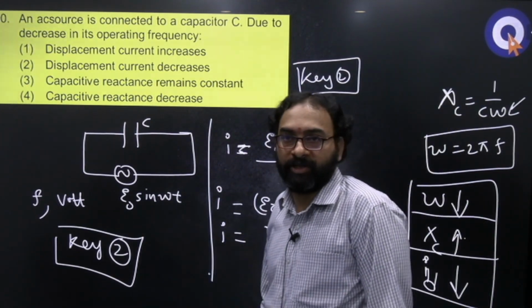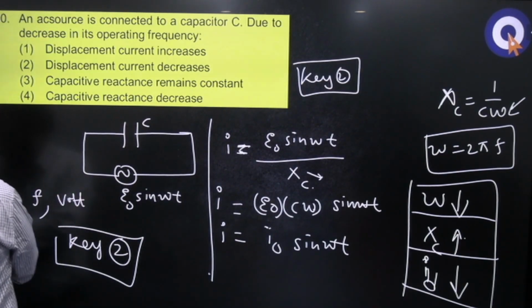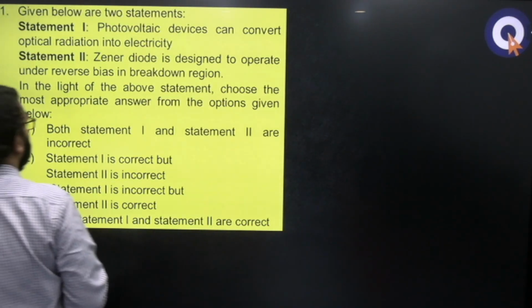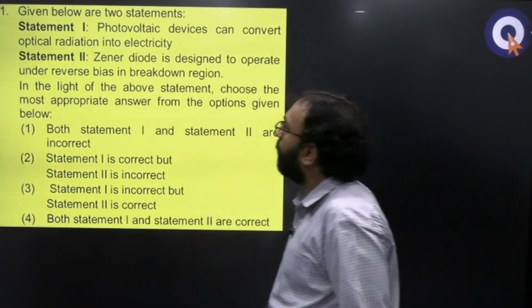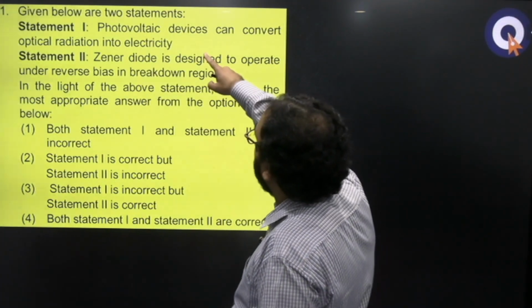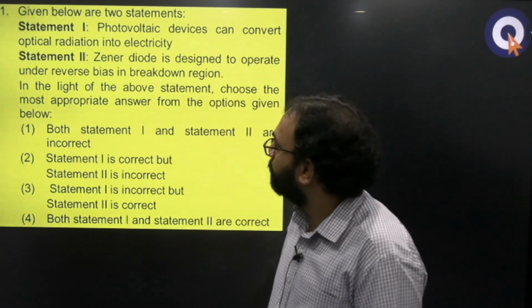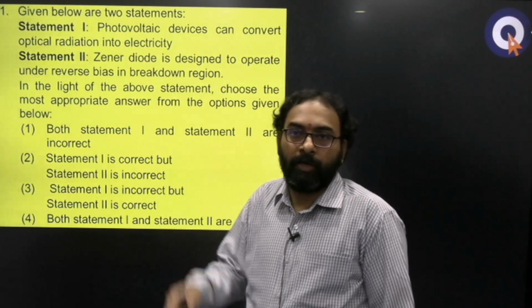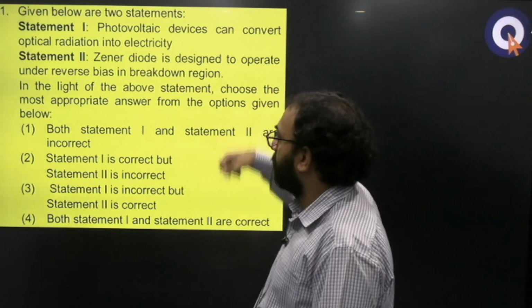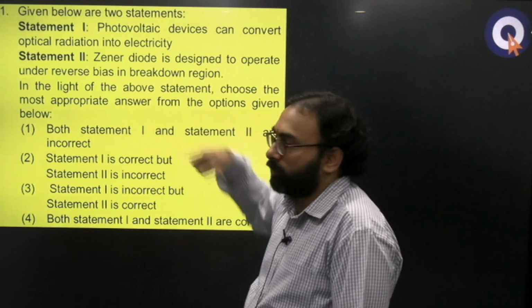Next one, we'll proceed to the next one. Just see the two statements. Photovoltaic devices can convert optical radiation into electricity. That's correct, because light energy is converted into electrical energy. Zener diode is designed to operate under reverse bias in the breakdown region. Yeah, that's correct. So both are conceptual statements.